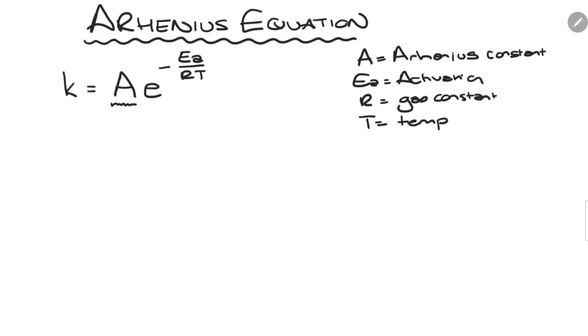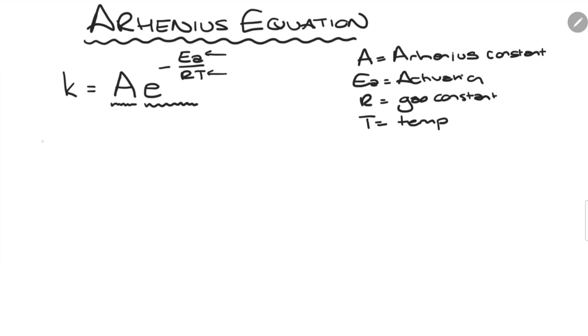Whereas e to the minus EA over RT, which is the remainder of this equation, is the section of the equation which represents the fraction of the molecules that have the activation energy, or the minimum energy required to react. And normally what we see here is the relationship between both the activation energy and subsequently the temperature.